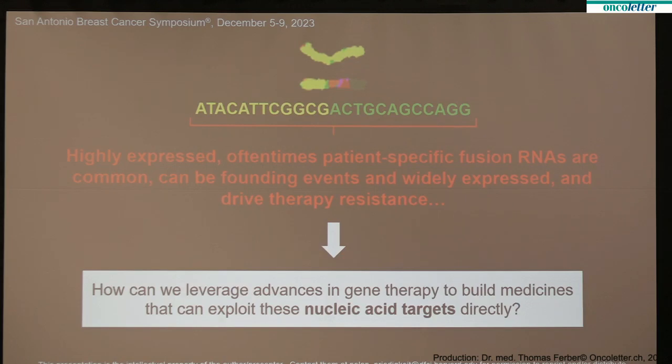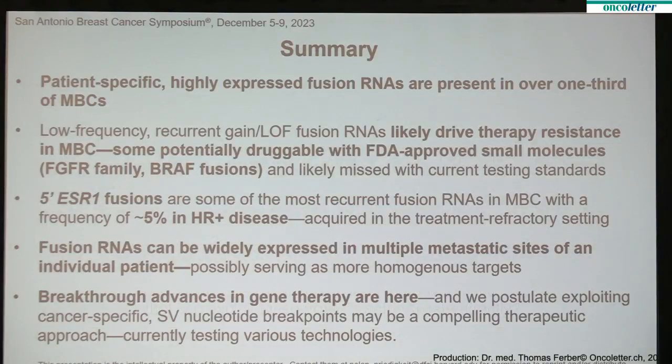And the FDA is debating on whether or not to approve the first CRISPR therapeutic, I think, today in sickle cell disease. So we think now's the time to think about how we can apply some of this technology to cancer. So in summary, patient-specific, highly expressed fusion RNAs are present in over 1/3 of metastatic breast cancers.